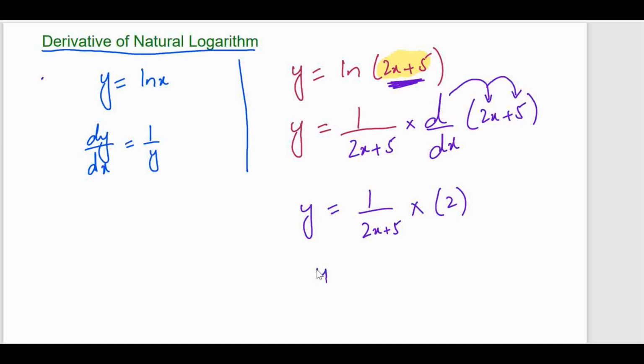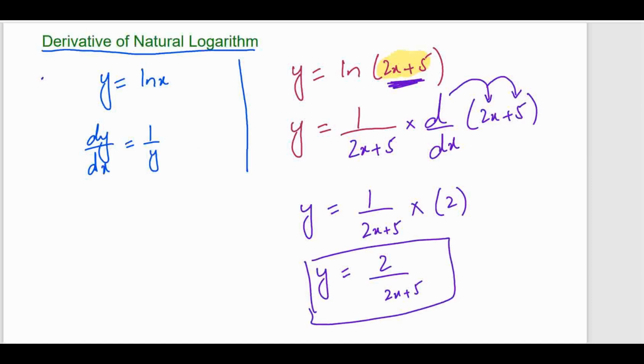Now the final answer will be, because the derivative of 2x will be 2 and the derivative of 5 will be 0, so this will be equal to 2, and the final answer will be 2 over 2x plus 5. This will be the final answer.